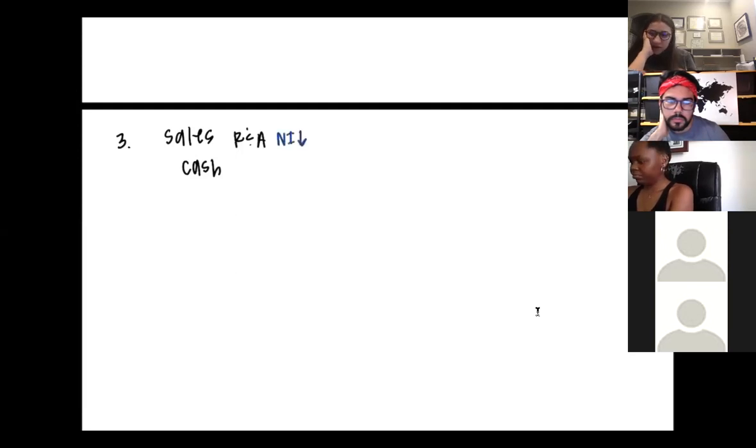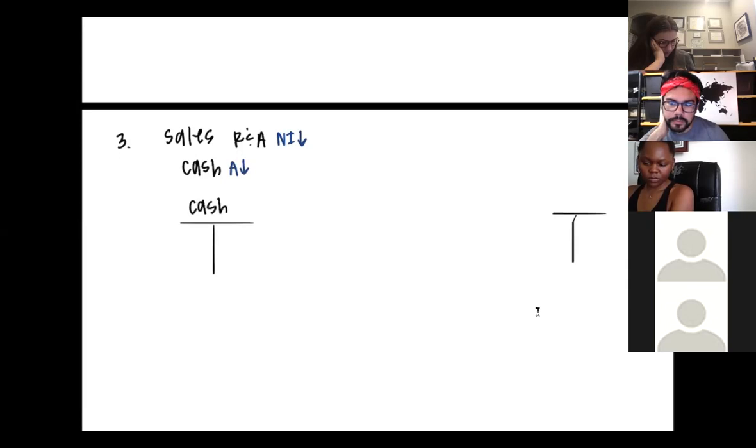And then what kind of account is cash? Assets. Do we see a liability here? No, so liabilities are no effect automatically.